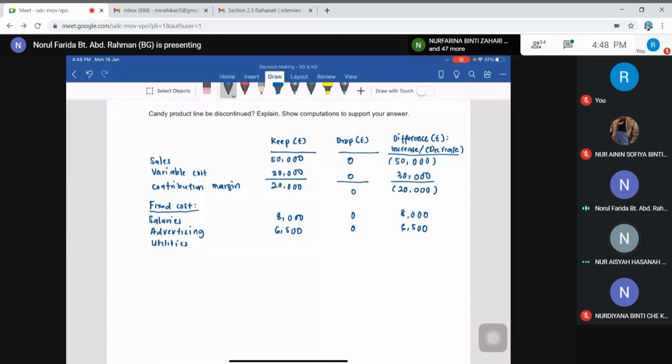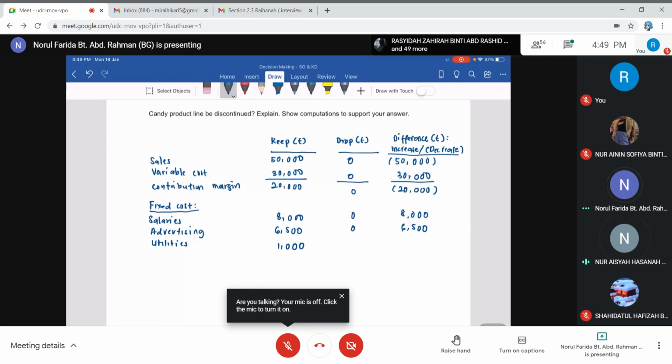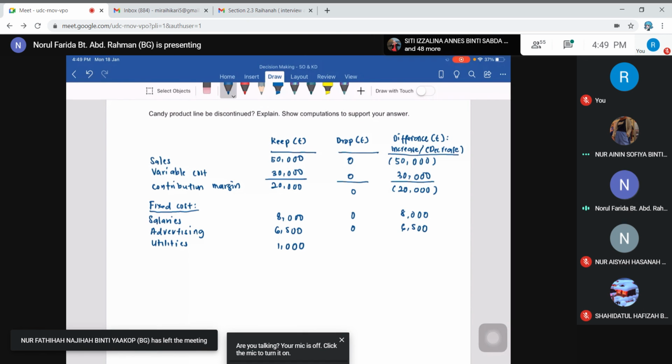Next you have utilities. Utilities dia berapa tu? 1,000. Okay. Utilities 1,000. Alright. So if we tak buat dah, if we drop candy, do we still have to pay for utilities? Kalau kita tak buat dah candy, kita kena bayar utilities lagi ke tak payah dah? Kena ke tak kena? Sebab utilities tu department lain guna juga.